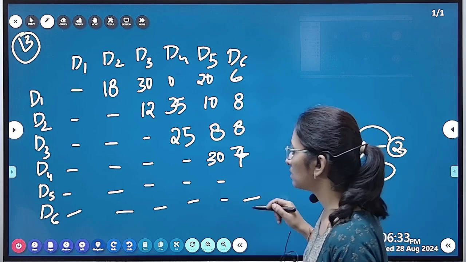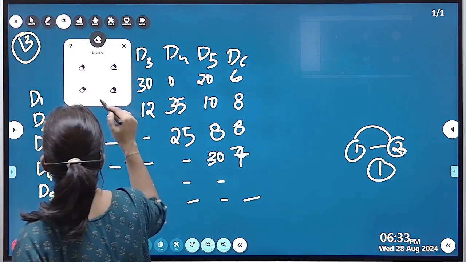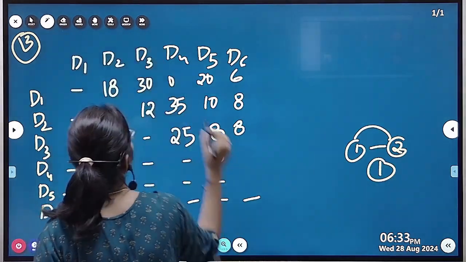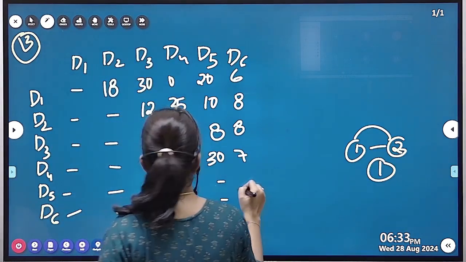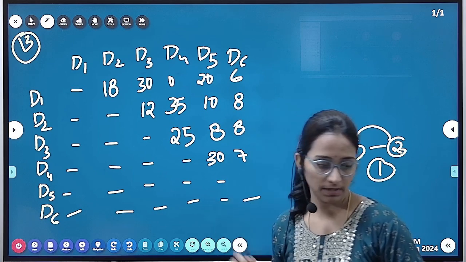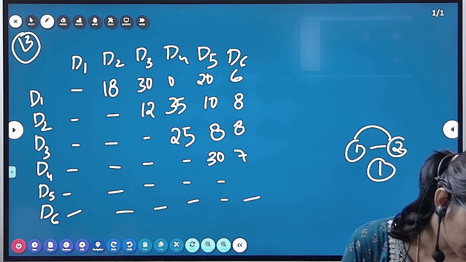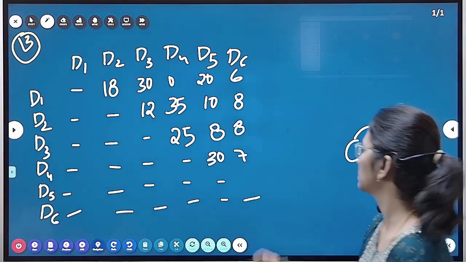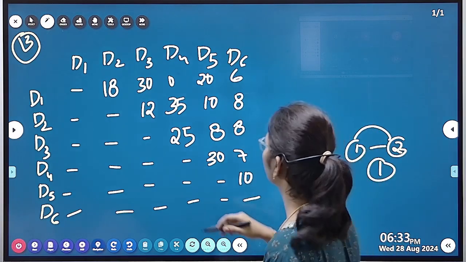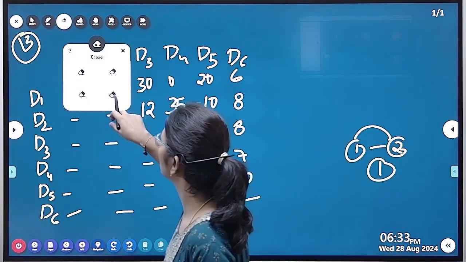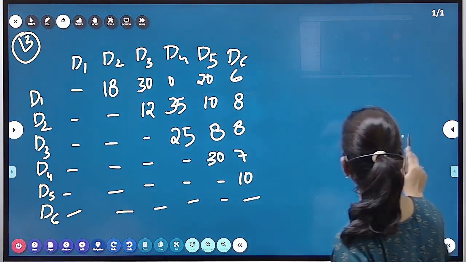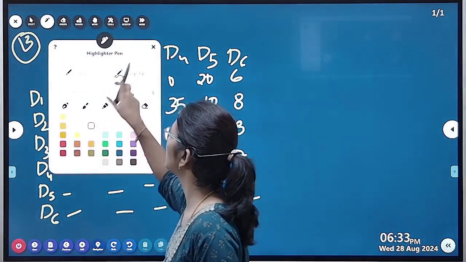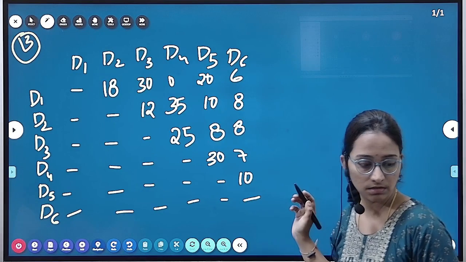Next, D5 to D6. What happened? D5 to D6 is 6 plus 4, 10. Okay. Clear? Clear, everyone? Is there any doubt?